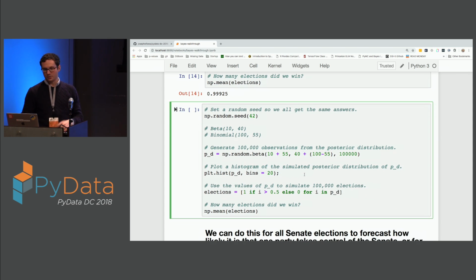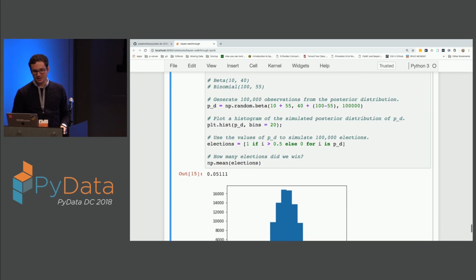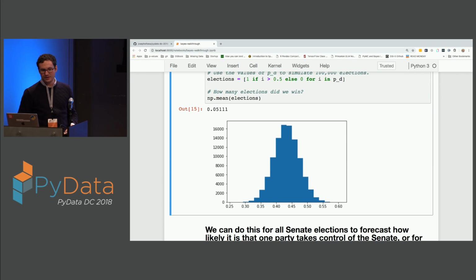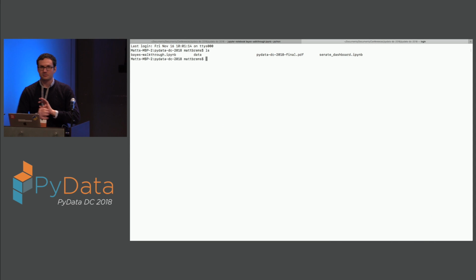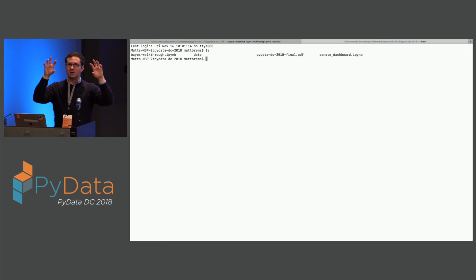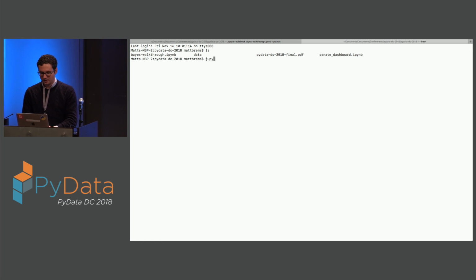So all put together in one cell. You can see this in a different example where, in this case, it's far less likely that the Democrat is going to win, and we estimate that at about 5%. The last thing I want to do is shift over to the other notebook and look at how we can take this and build it out in Bokeh together and what a dashboard looks like.